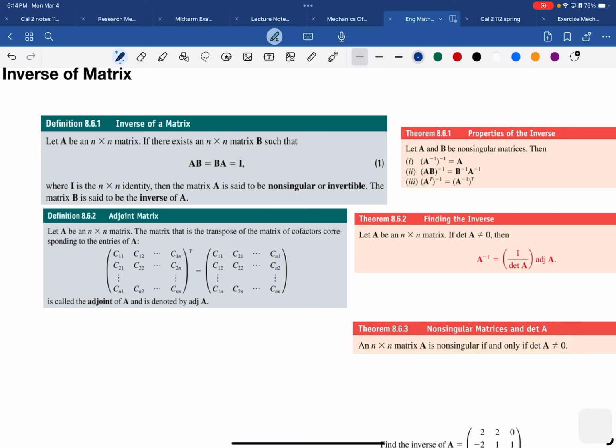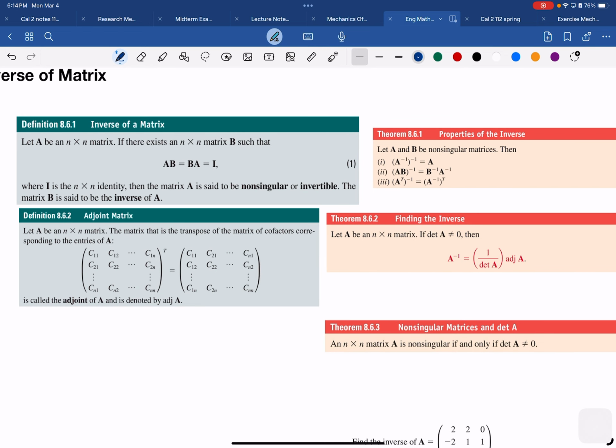Okay, now if you look here, we have what we call the adjoint. The adjoint matrix is when we take the matrix entries here and take the transpose. So every column becomes a row. The last column becomes the last row. So we call this the method of adjoint. This is what we call the adjoint.